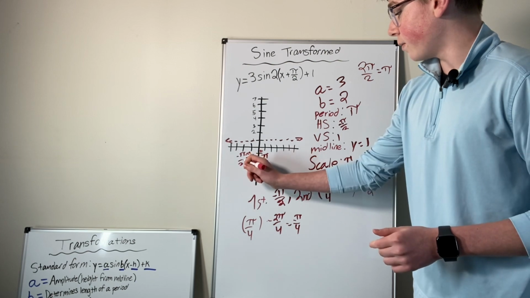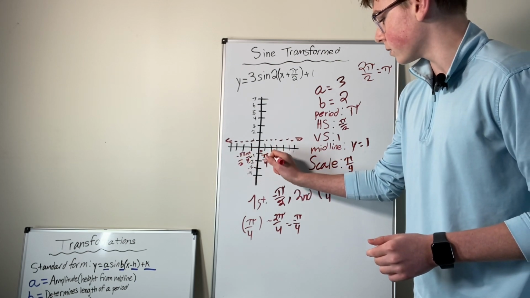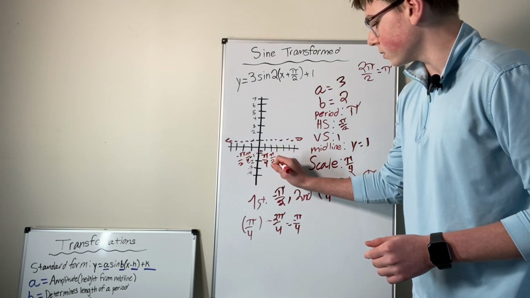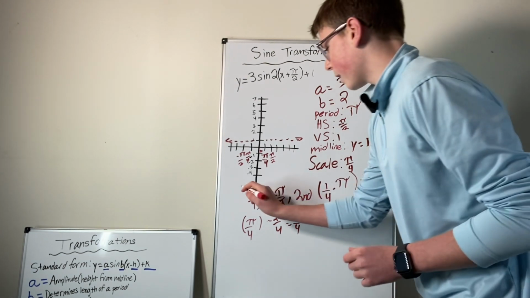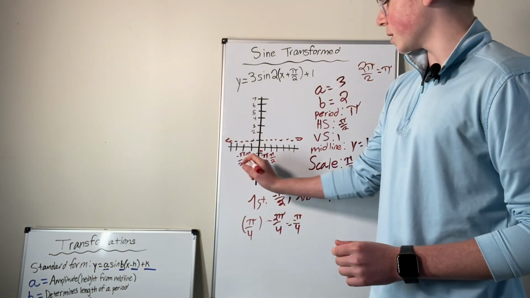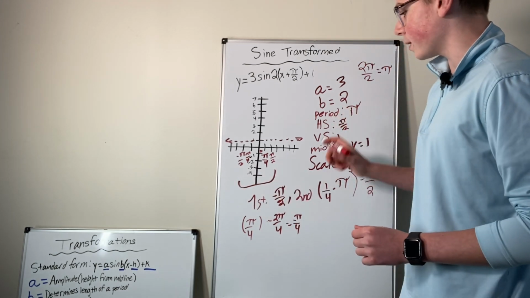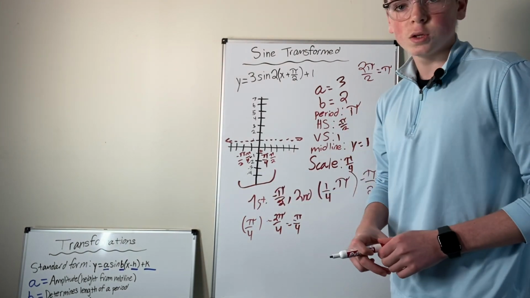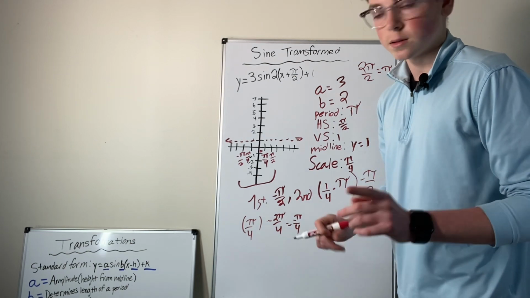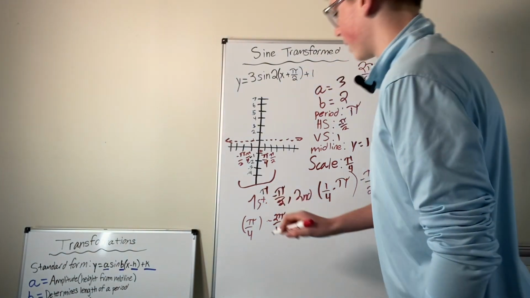Then again, we need 5 points. So we have 1, 2, 3, 4. So then this last point will be pi over 2. And you should be able to check that from your start point to your last fifth point, it should equal your period. So negative pi over 2 to pi over 2 is pi. So that is our period.